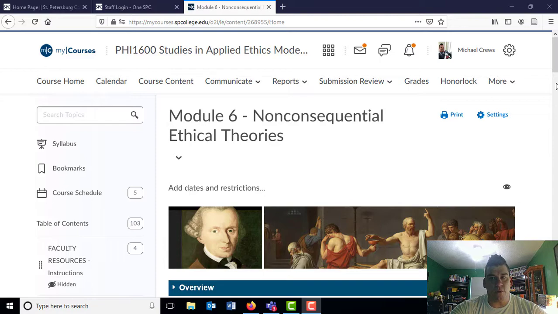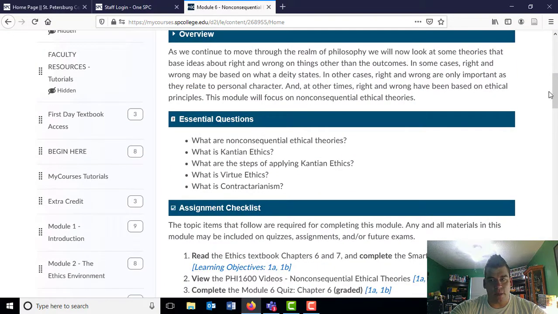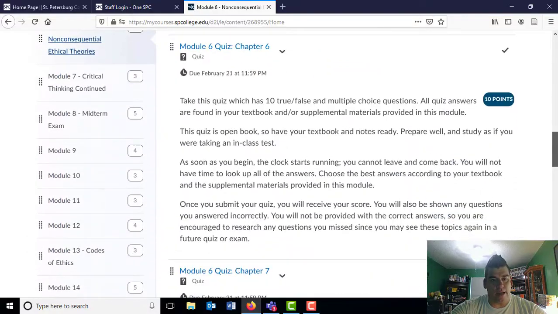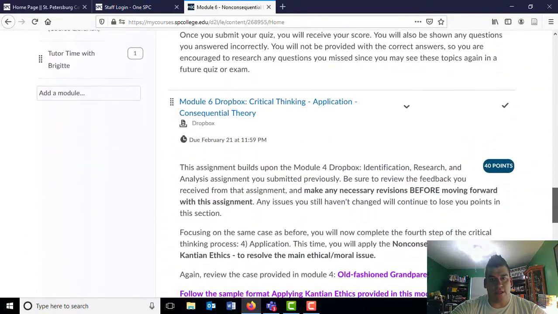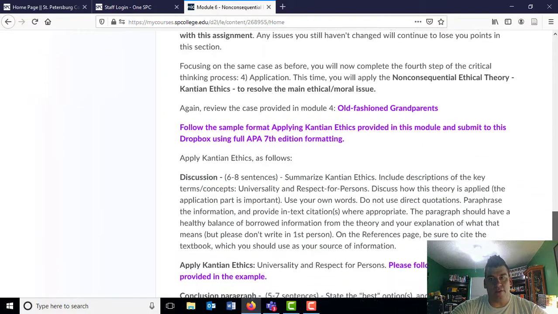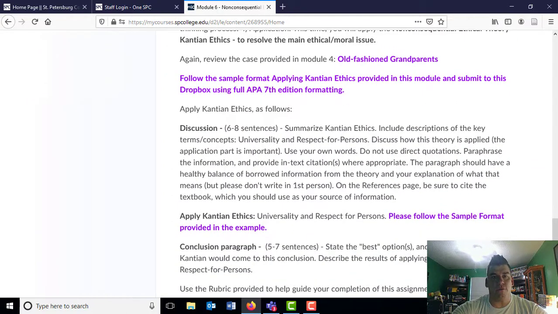So what you're going to do this week is the same three-step module assignment you did last week, okay? You're going to have a Dropbox assignment that's due Sunday by 11:59 p.m., and it builds off of the case that we've been doing so far. So what you did 2 weeks ago is you came up with your options, your stakeholders, and how they would be affected by each option.